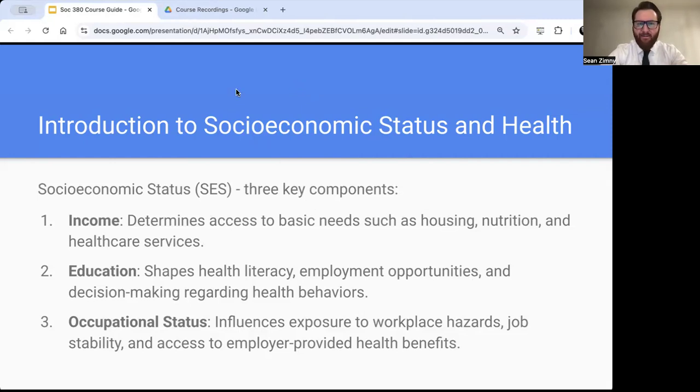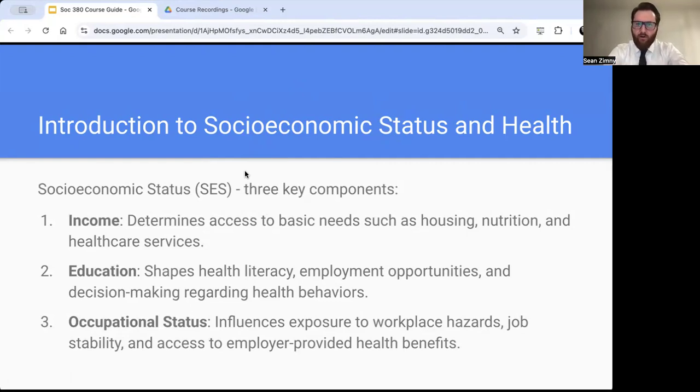Today we're going to talk about socioeconomic status in relation to health and health outcomes as we continue this medical sociology course. So we are going to talk about all things socioeconomic status. We've mentioned a bit about it. We have talked about the impacts of socioeconomic status as a social determinant of health. But now we're going to dedicate this session specifically to socioeconomic status and health.